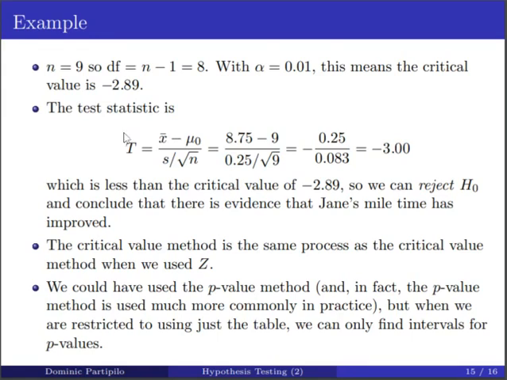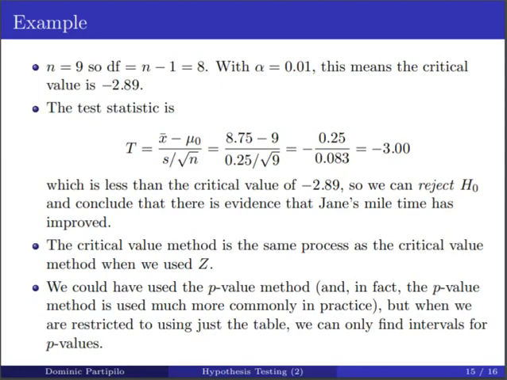And when we calculate our test statistic using the same formula as before, we'll come up with a test statistic of negative 3. And that's less than the critical value of negative 2.89, which means that it's more extreme. So that means we can reject the null hypothesis. And that means that we have enough evidence to conclude that Jane's mile time has gone down, which means it has improved.